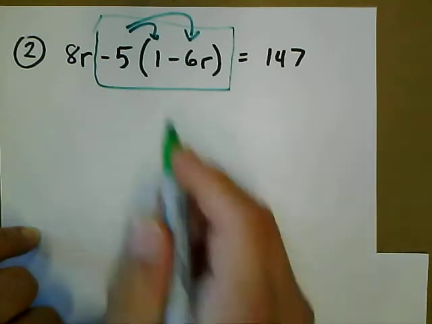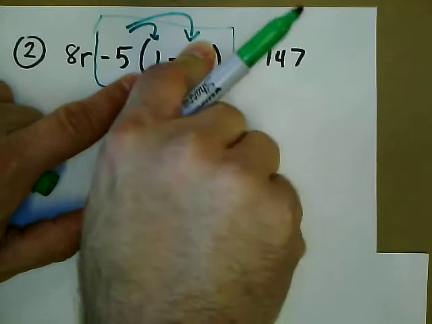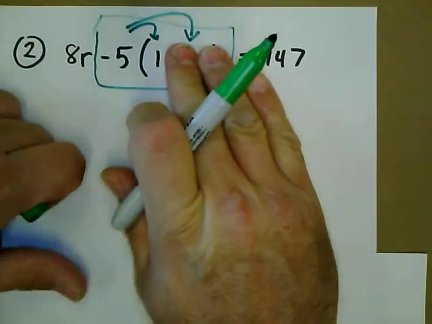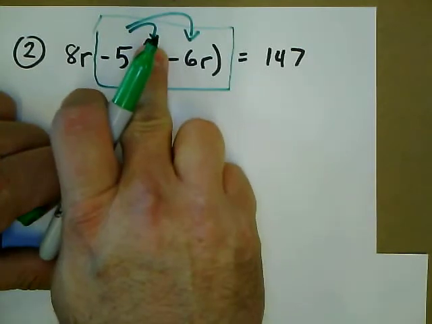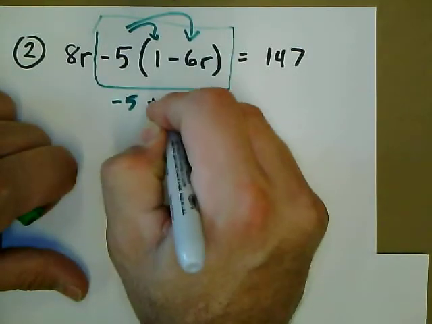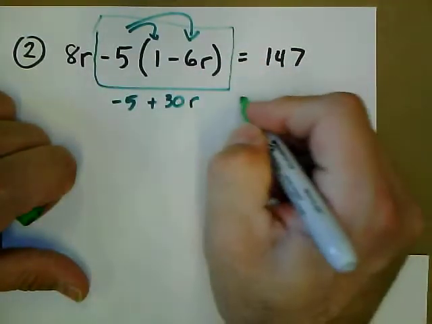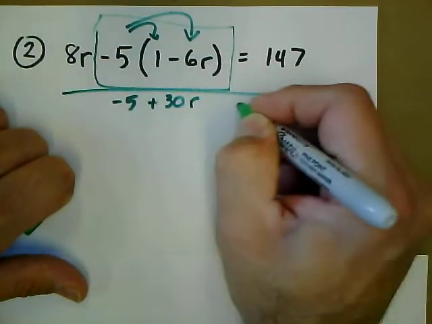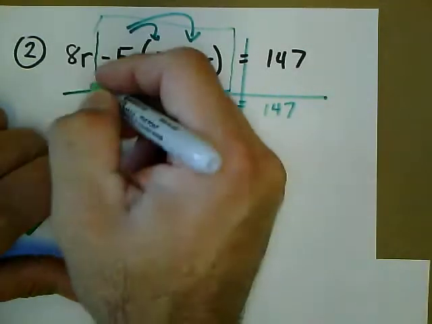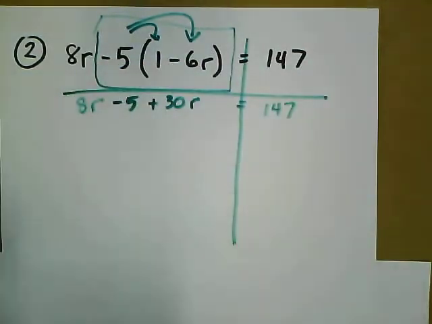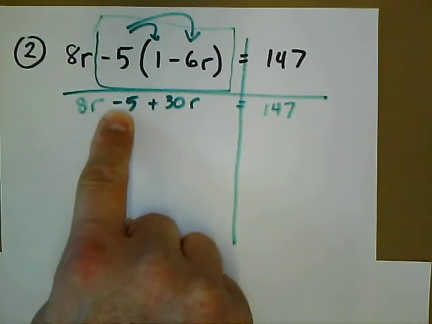So we're going to multiply that negative 5 times everything on the inside. So negative 5 times 1, get rid of both of those. Negative 5 times 1, which is negative 5. And then we cover that up and we have negative 5 times negative 6, which is 30. And together they have an R. So we put an R on it. Equals, we'll put our line. The 147 comes down, and that 8R comes down. We don't need to throw anything in there because that 5 has a negative on it. We can use that anyway.